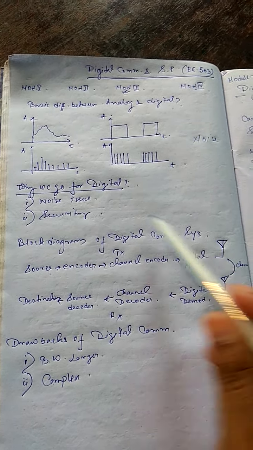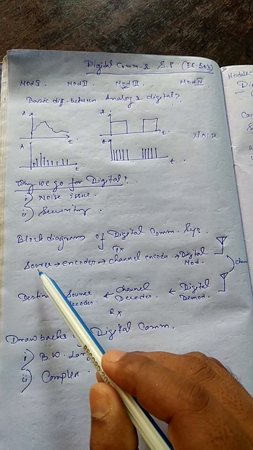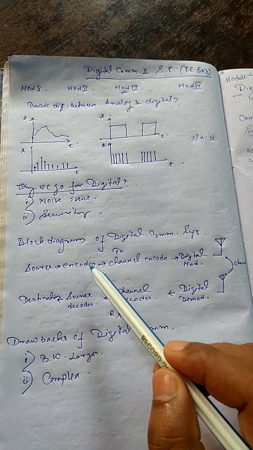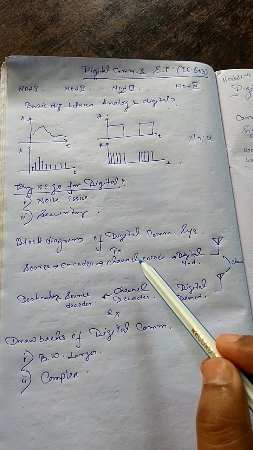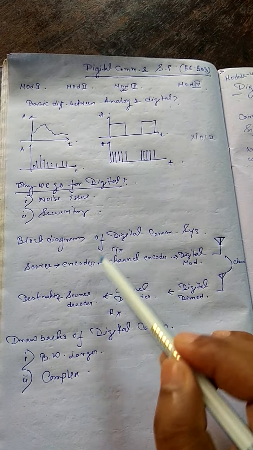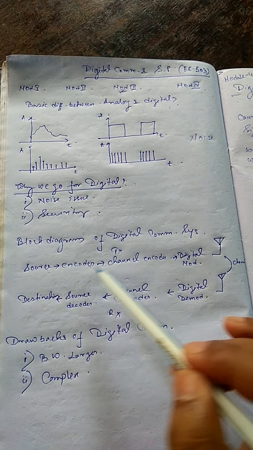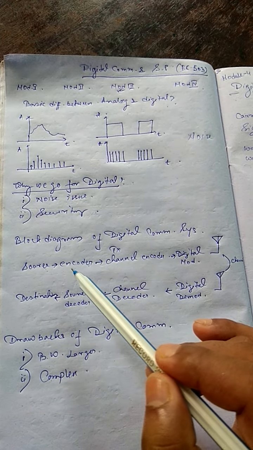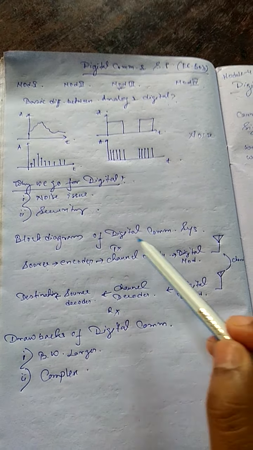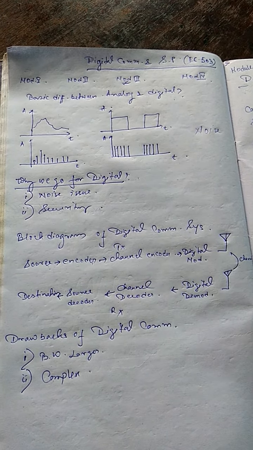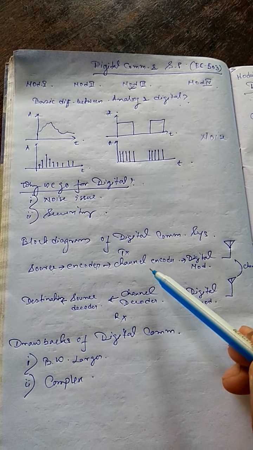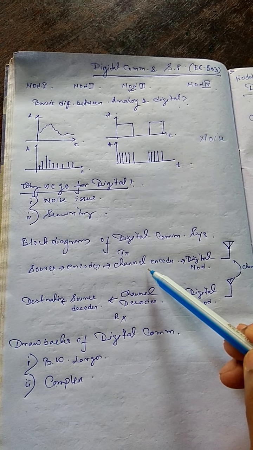So first of all, the source, that is analog. Then the encoder, or source encoder, which converts that analog signal to a digital signal. Next, the channel encoder. Channel encoder means that the source's data is encoded with such an algorithm that my system becomes very secure. So this is the basic function of the channel encoder.